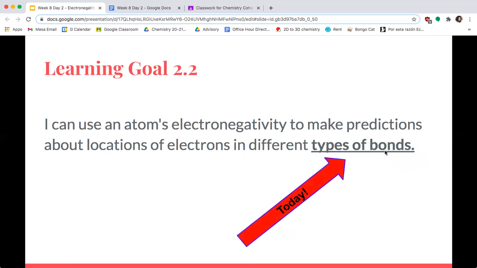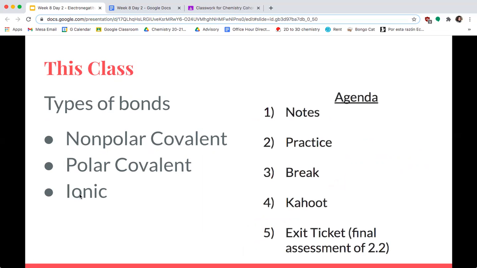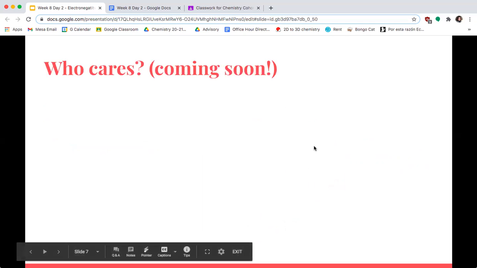Here's our learning goal. Today, we are going to talk about the types of bonds. So yes, we can use electronegativity to make predictions about locations of electrons in different types of bonds. We don't know about types of bonds until we talk about these: a nonpolar covalent bond, a polar covalent bond, and an ionic bond. The agenda, not relevant.